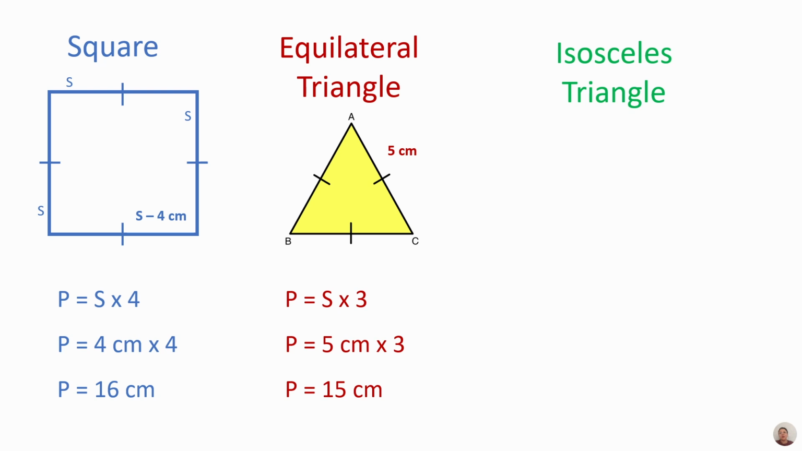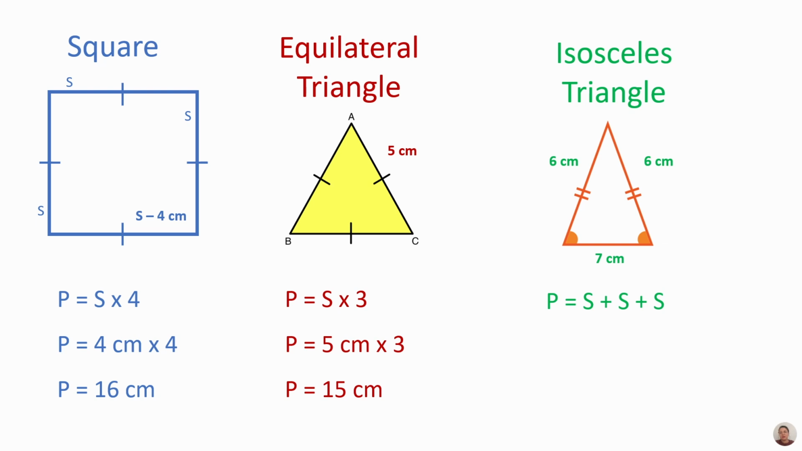Okay, now we're going to go to an isosceles triangle. Now you know that in an isosceles triangle, the opposite sides are equal. So our base of the isosceles triangle is 7 centimeters. The one side is 6 centimeters. And because it is equal, the other side is also going to be 6 centimeters. So here our formula is going to be slightly different. We're going to say perimeter is equal to side plus side plus side.